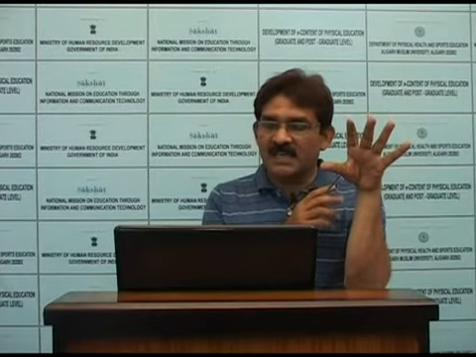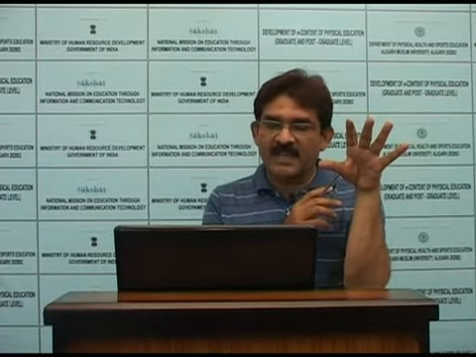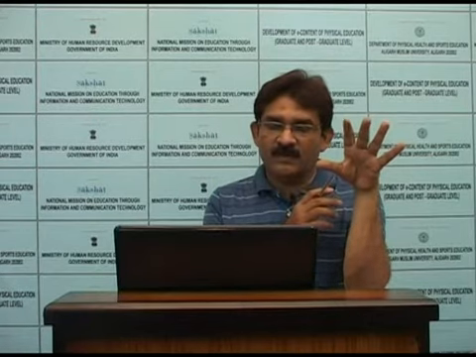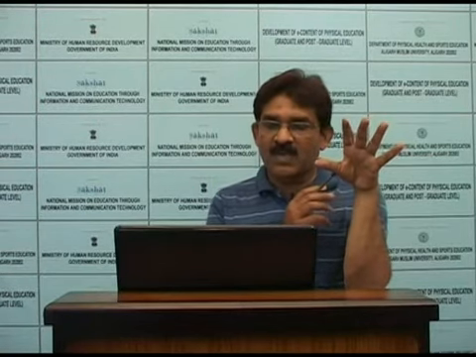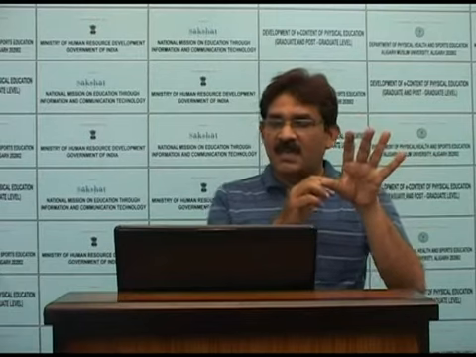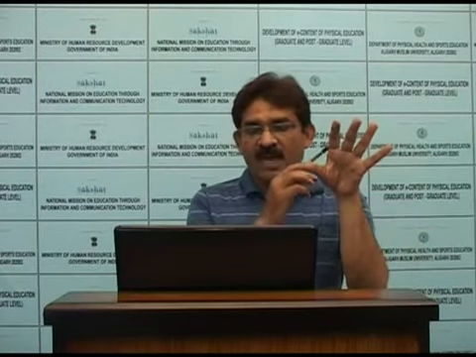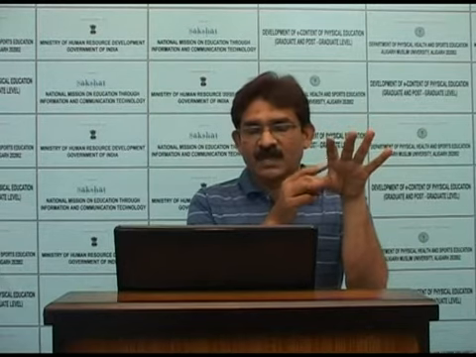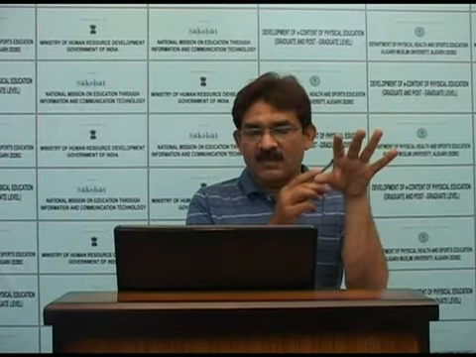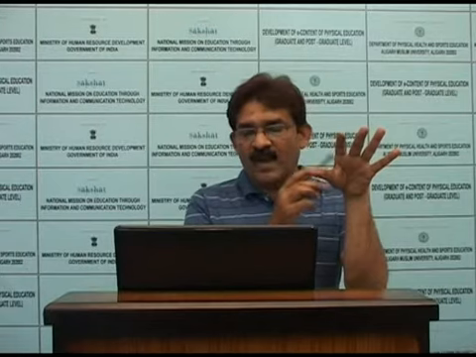Tarsal bones consist of 7 short bones arranged in 3 rows. The posterior row has the talus and calcaneus. The intermediate row has the navicular bone. The anterior row has the medial, intermediate and lateral cuneiform bones and the cuboid bone.